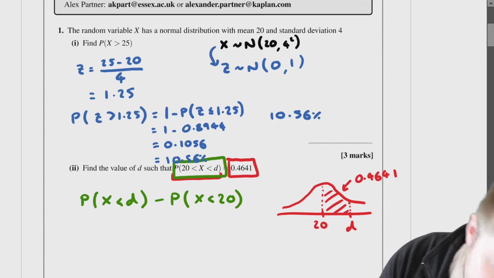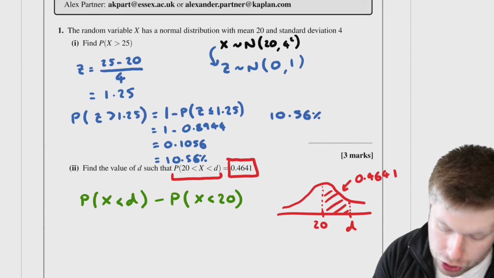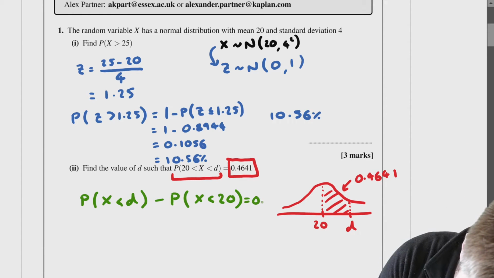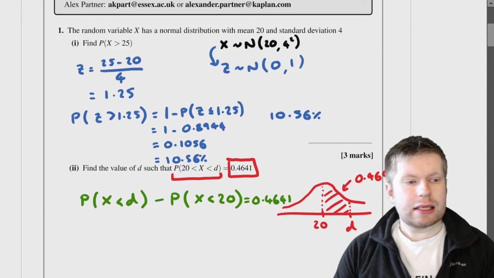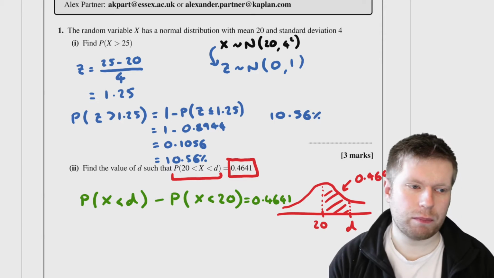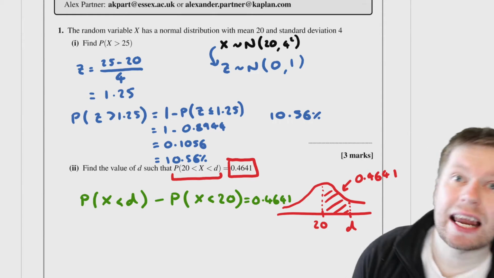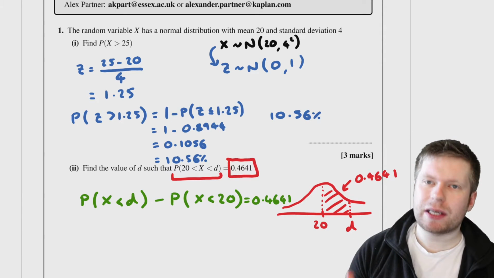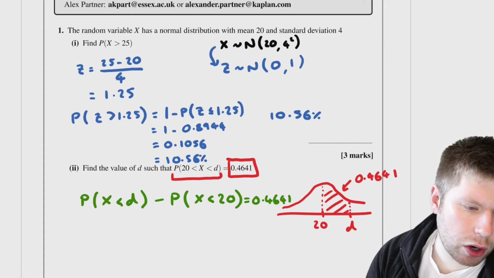The probability that x is between 20 and d. Now, I happen to know that that probability should be about 46%, so 0.4641. So therefore, I think I'm in a position where I can actually work with this now. So let's first of all standardize everything, because I think it'll be easier, as then I can look on my normal curves or my normal tables to find some probabilities to work with.